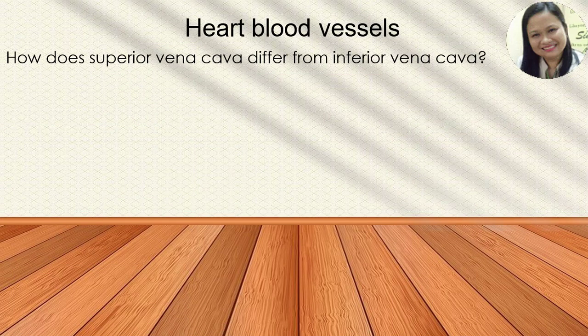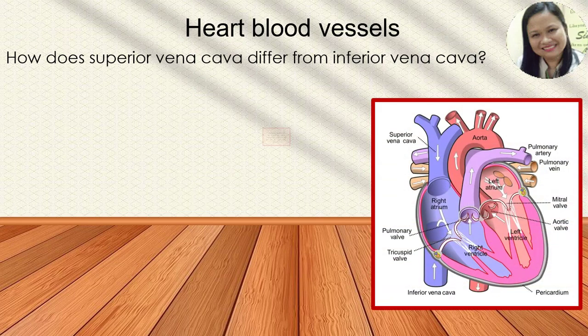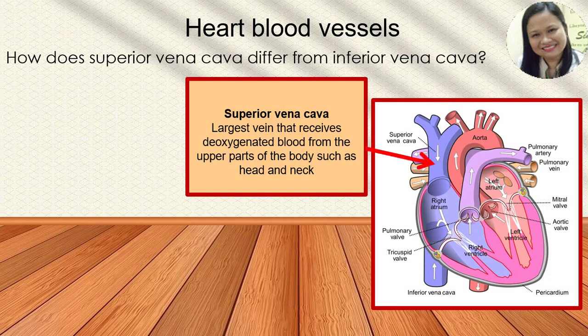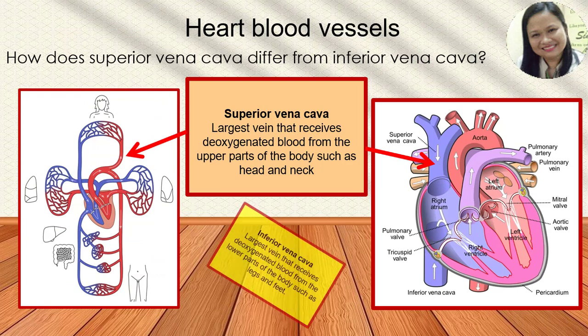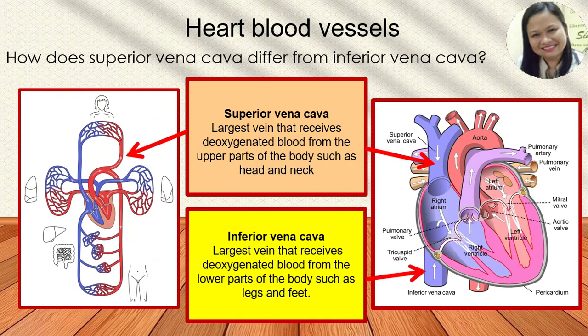Heart blood vessels. How does superior vena cava differ from inferior vena cava? Superior vena cava is the largest vein that receives the deoxygenated blood from the upper parts of the body, such as neck and head. While inferior vena cava is the largest vein that receives the deoxygenated blood from the lower part of the body, such as leg and feet.